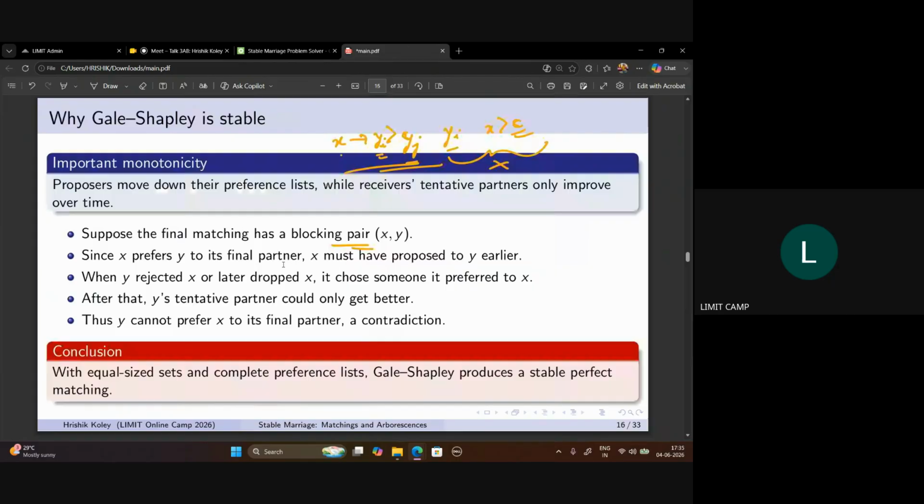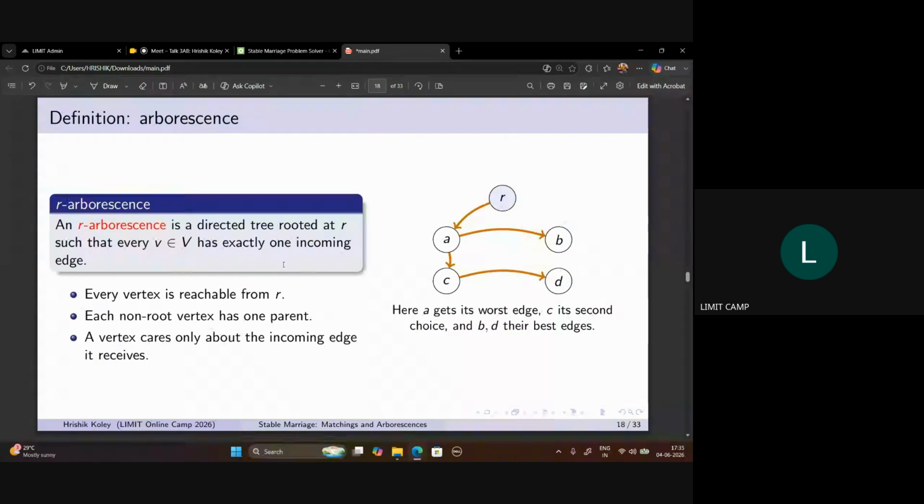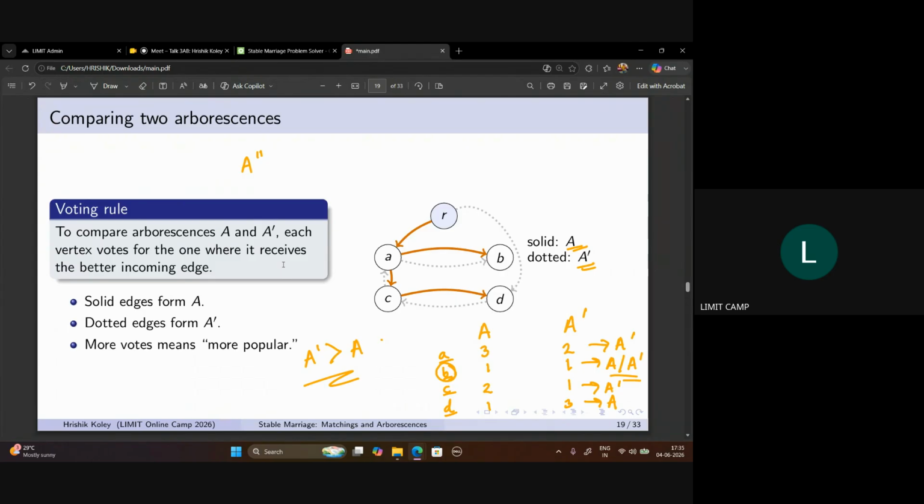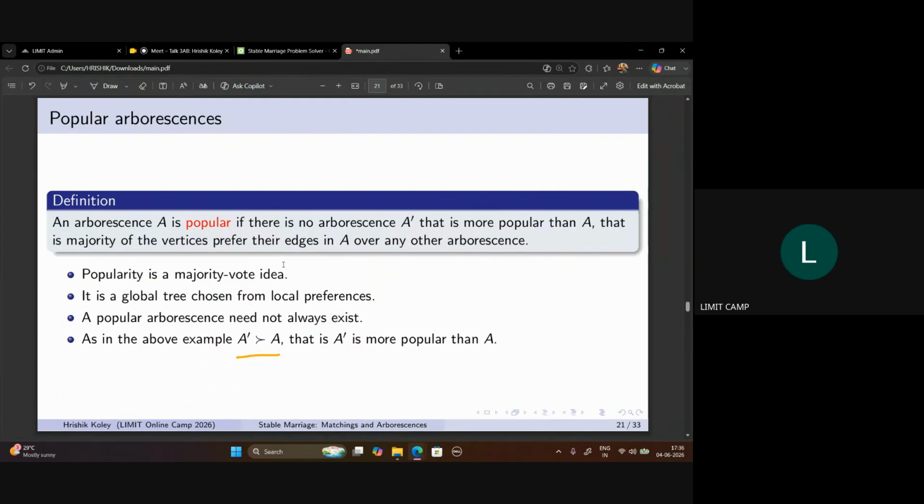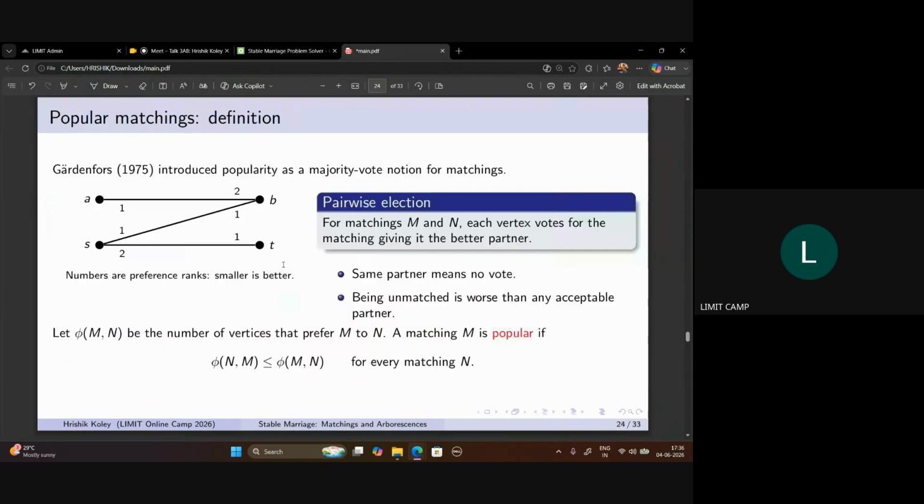So the question is that a stable marriage is, all right, stable, but is it the most popular? Are the people happy with it, or is there another alternative that makes them happier? And that's where this popular matching concept comes in.